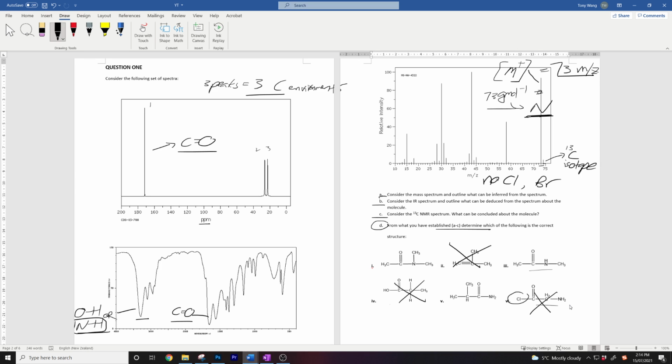And for this one, so it's either this or this, but I know it's not this one because it doesn't have an NH bond. Because if you look at the IR, I have an NH bond right there, so this is the correct molecule. Okay. Oh, actually, excuse me, I forgot there's a possibility here. All right, so now we need to look at the other parts.